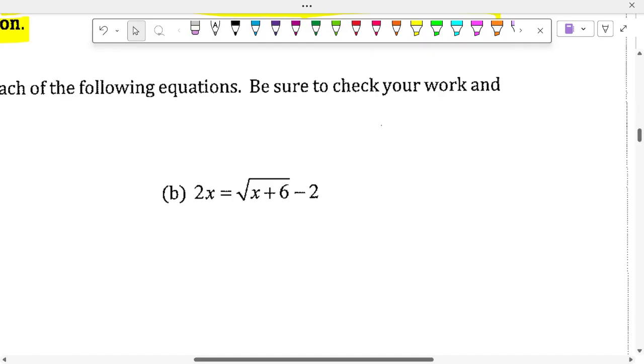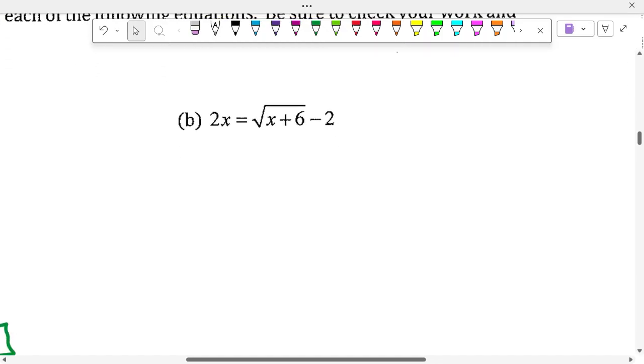Try this one on your own and check for extraneous. I'll give you a hint. Get the radical by itself first before you square both sides. So nothing outside that radical.